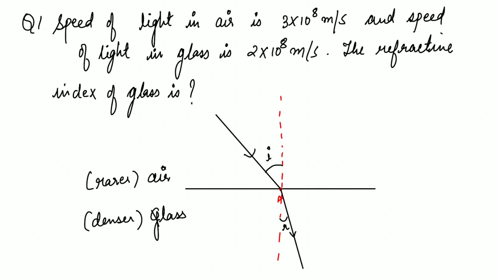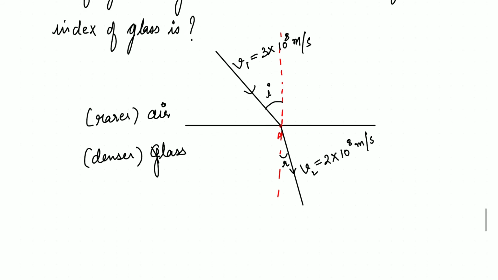Right. Okay, great. Now in the question, the speed of light in air is given to you. So let's say v1 is the speed of light in air and v2 is the speed of light in glass. Now this is something which is given. Speed of light in air is 3 into 10 to the power 8 meter per second, and speed of light in glass is 2 into 10 to the power 8 meter per second. As you can see, it is being reduced, and that should be the case.